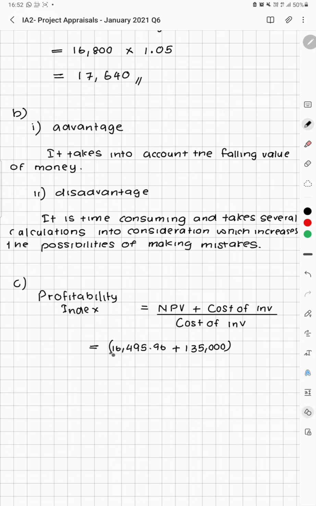That divided by cost of investment, which is again 135,000. So 16,495.96 plus 135,000 gives us 151,495.96, which we can simply round off to 151,496 divided by 135,000, which gives you a profitability index of 1.122.